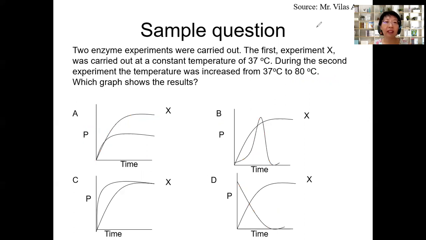You look at A, is A logically correct or not? When I use a higher temperature, I expect the kinetic energy of my substrate and enzyme to be higher compared to when I use 37, right? Which means the rate of collision between enzyme and substrate is higher. The rate of effective collision is higher. The rate of ES complex formation is higher, right? So therefore the rate of product formation should be higher. So the rate is higher means the gradient of the curve should be higher. Can you see the gradient of the curve at the beginning is higher? It's higher than X.